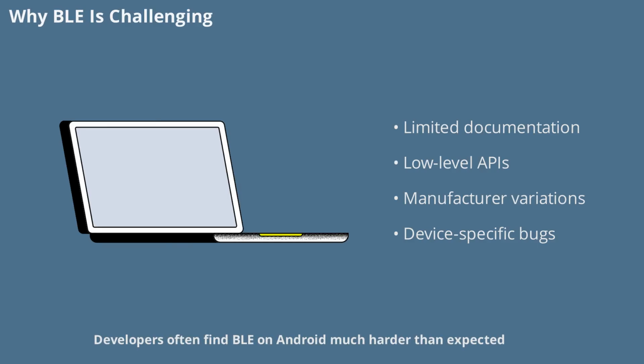Developers often find BLE on Android much harder than expected. The main reasons include limited and outdated documentation from Google, low-level APIs that require additional abstraction layers, and device manufacturers making their own changes to the BLE stack. These variations can lead to unpredictable behavior, where an app works perfectly on one phone but fails on another. Additionally, there are numerous bugs, especially in older Android versions, that require careful handling. Understanding these root causes is crucial before starting your BLE project.